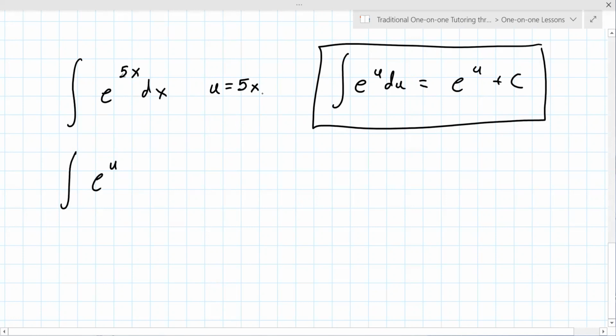Okay. Which you know, but we have to do a bit more. du is 5 dx. And you have to solve for dx. So dx equals du over 5. So instead of dx, you write du over 5.